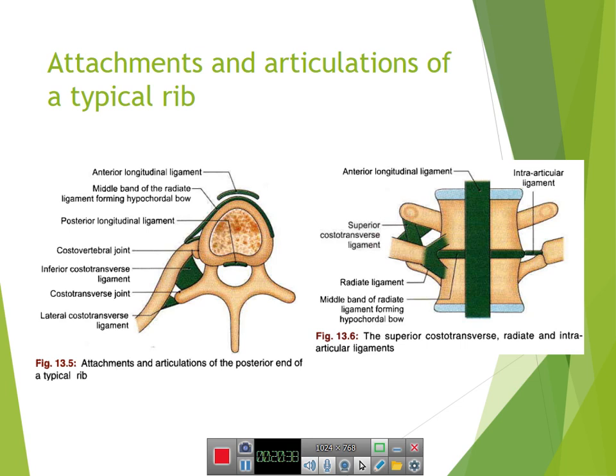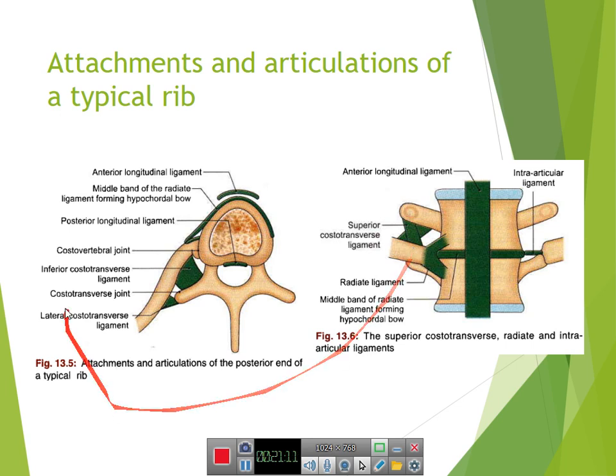The two laminae of the superior costotransverse ligament are attached to the crest of the neck. Do you remember where it is, the crest of the neck? Yes, exactly. The upper border of the neck is the crest of the neck. So here is the crest of the neck, and you can see the superior costotransverse ligament attached to the crest of the neck.